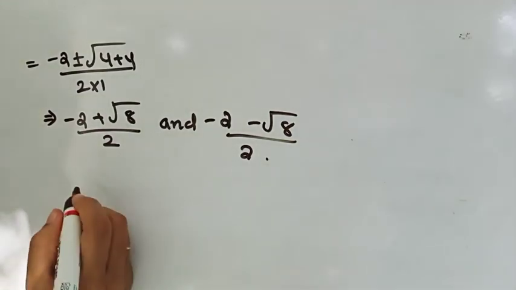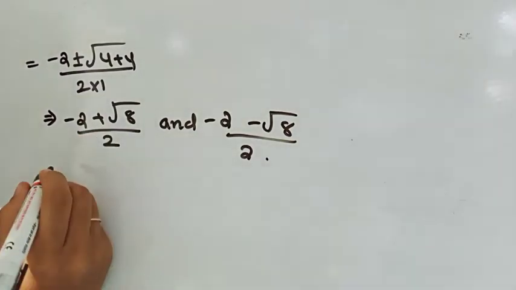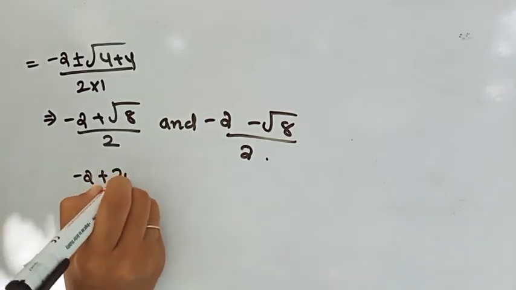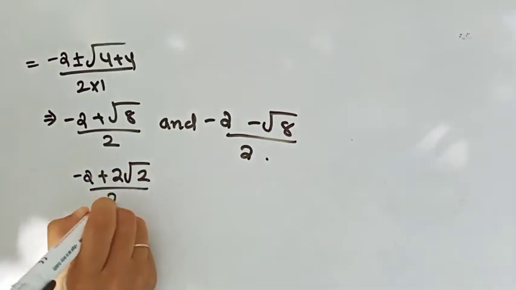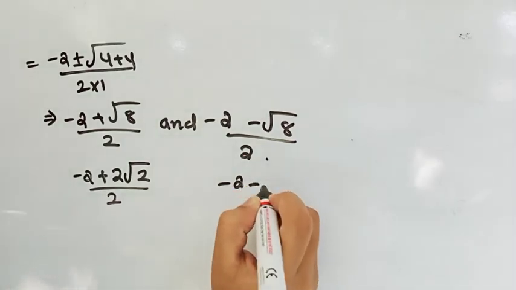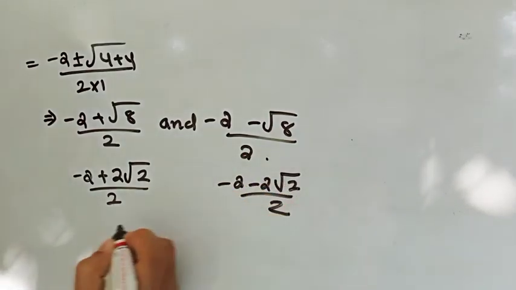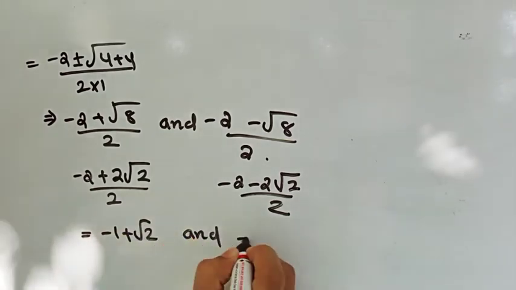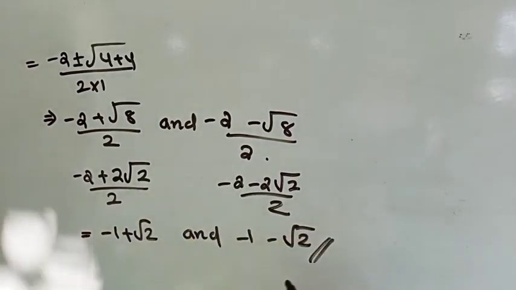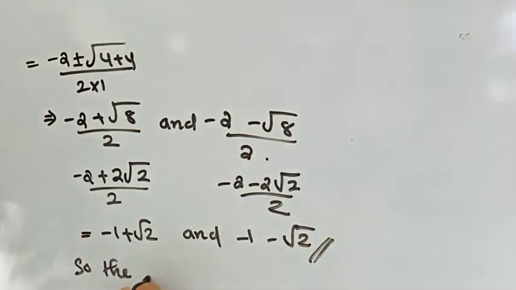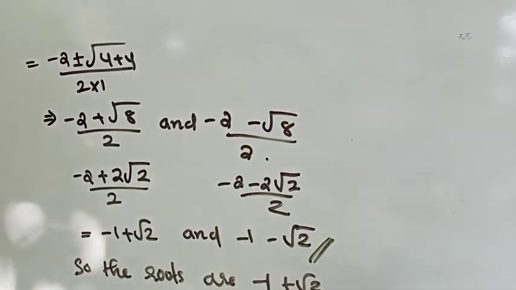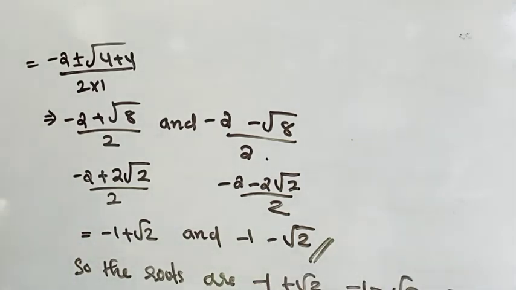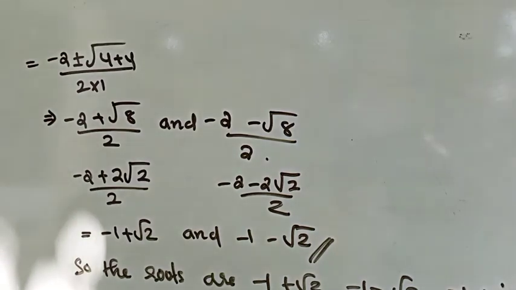Root 8 can be written as root of 4 into 2, which is 2 root 2. That is, minus 2 plus 2 root 2 divided by 2, and minus 2 minus 2 root 2 divided by 2, which is equal to minus 1 plus root 2 and minus 1 minus root 2. So the roots are minus 1 plus root 2, minus 1 minus root 2, minus 1 plus i, minus 1 minus i. Okay, this is the answer for the question.